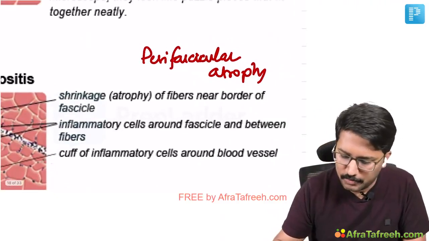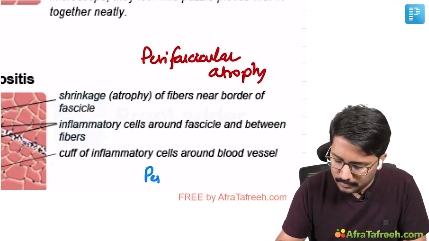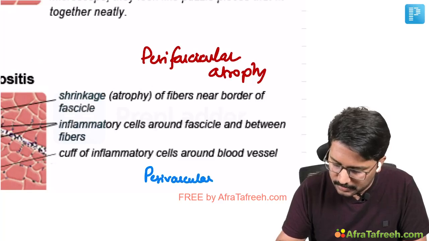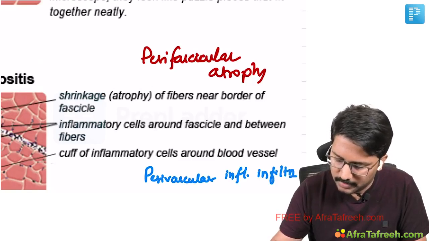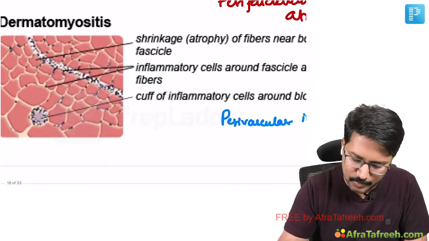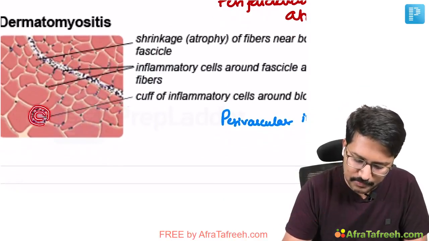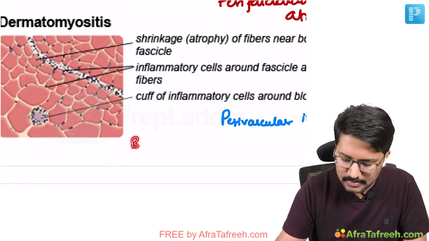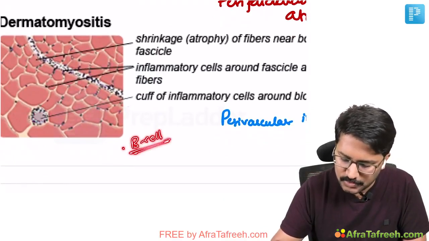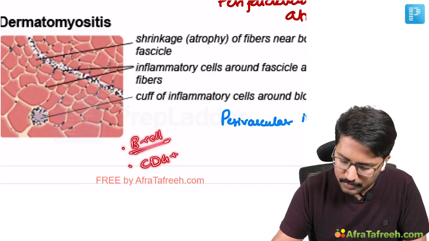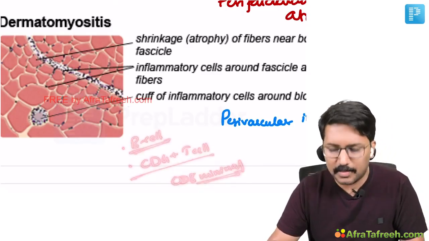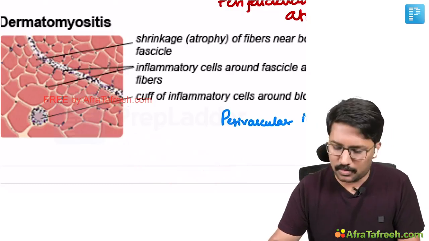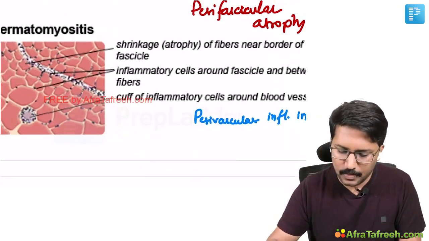The second thing we can notice in dermatomyositis is perivascular inflammatory infiltration. This is a vessel we can appreciate here, and it is infiltrated by inflammatory cells. The inflammatory cells here are B cells, lymphocytes to be more simple, and CD4 positive T cells, and very minimal CD8. Extensive CD8 infiltration is very typical of polymyositis or inclusion body myositis. Okay.